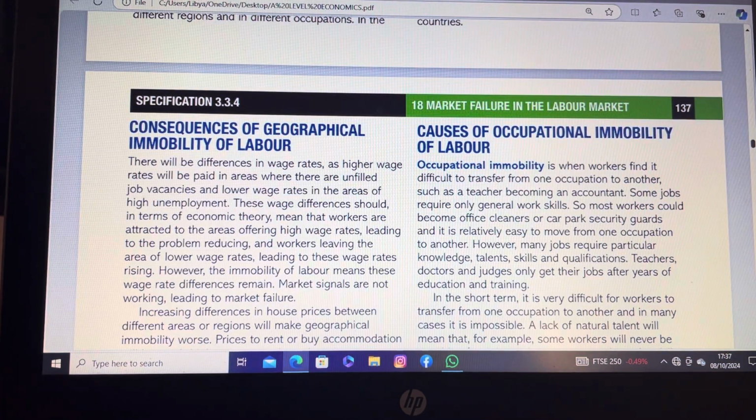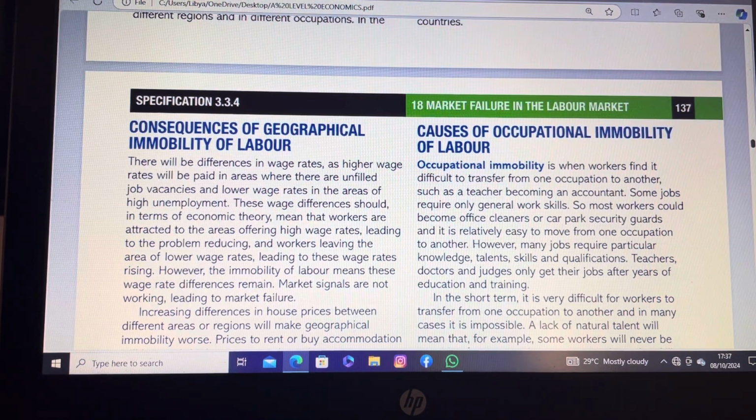Then we'll go to the next. What is occupational mobility of labor? Like we have said, occupational mobility of labor is the ability of workers to freely leave one job for another. For example, a teacher leaving the teaching field to become a doctor. So it is free. Anybody can move from one occupation to another.